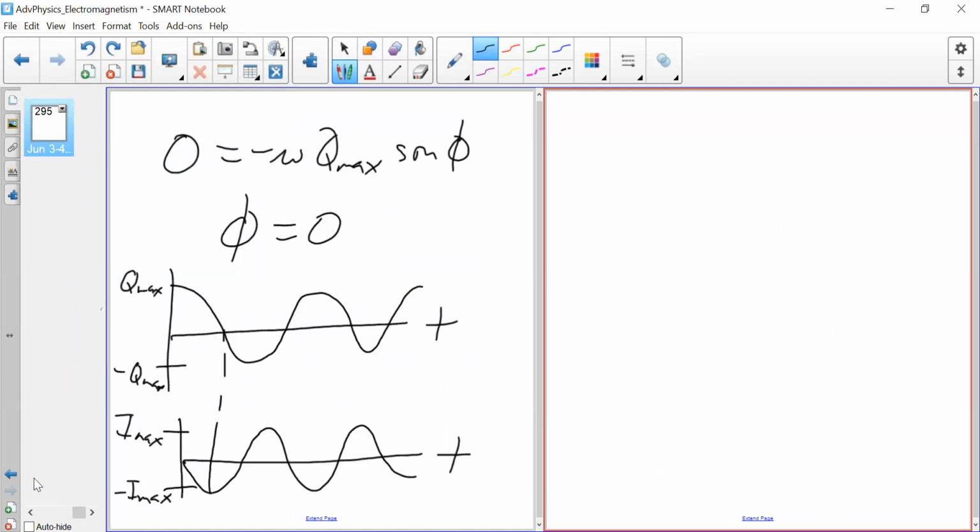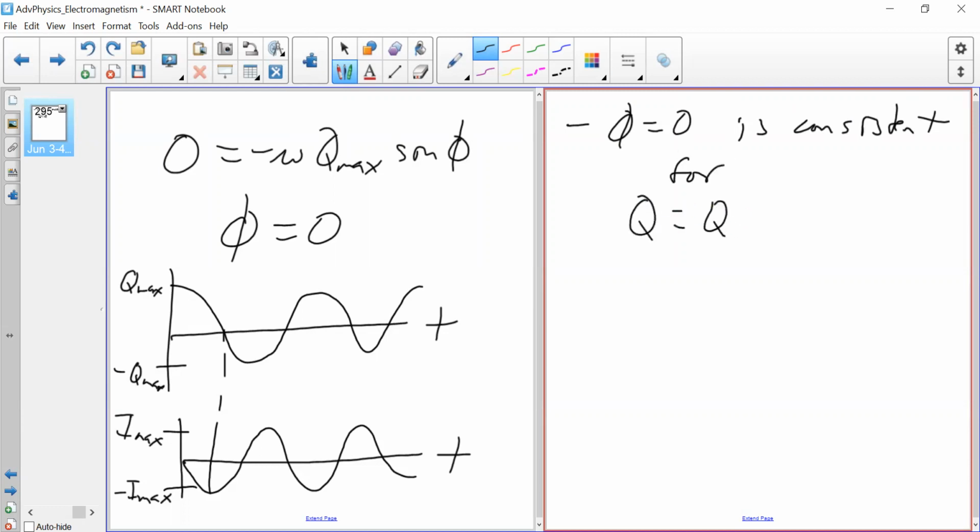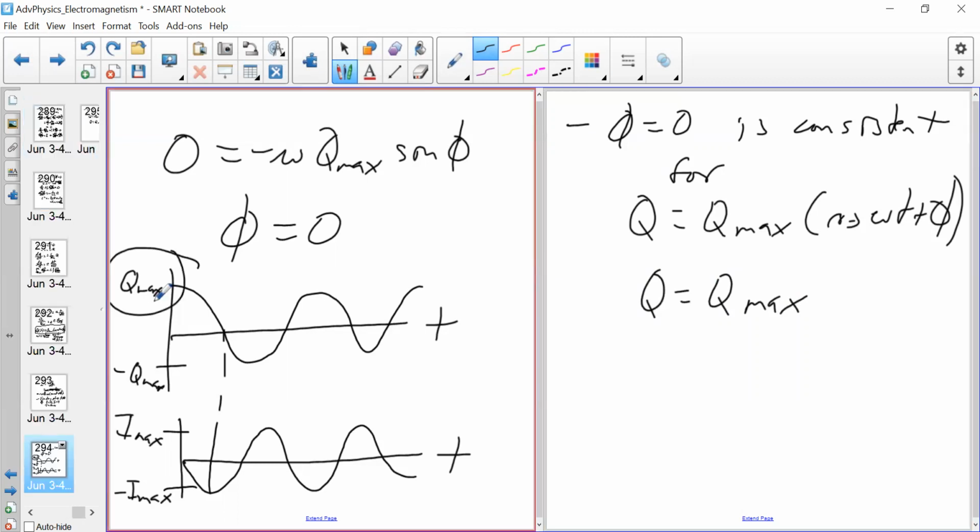So, more on the phase shift. Phi equals 0 is consistent for Q equals Q max cosine omega t plus phi, because as this is 0, we have the maximum Q at t equals 0, because the cosine of 0 is just 1. So Q equals Q max makes most sense, right? At t equals 0, Q max.